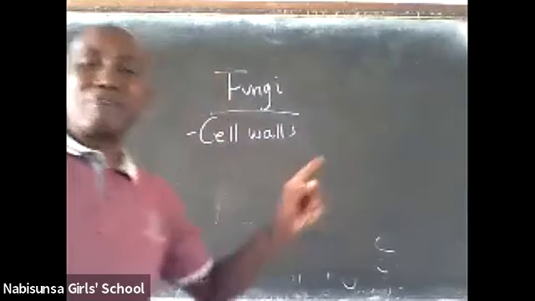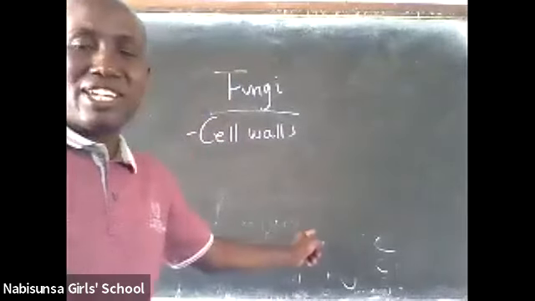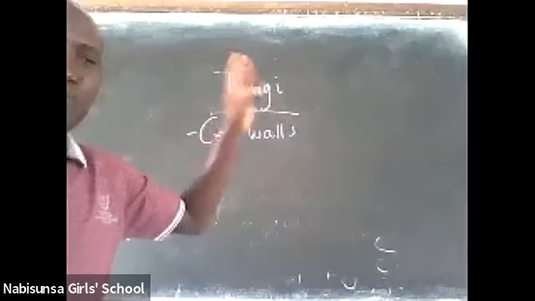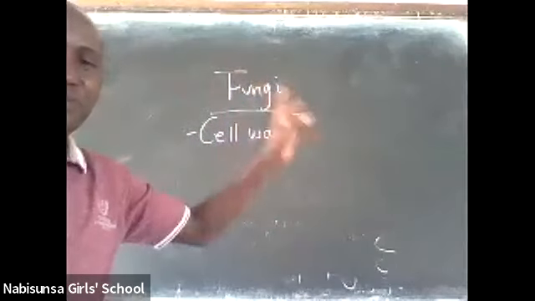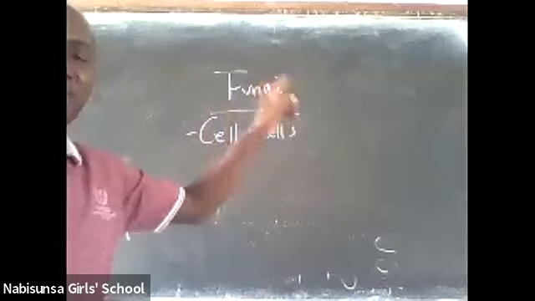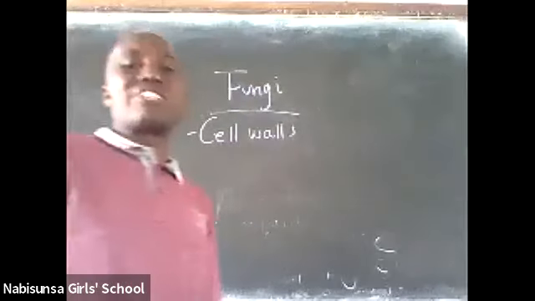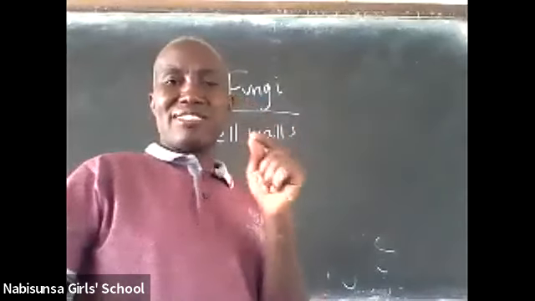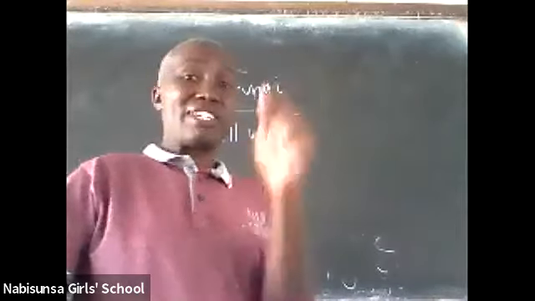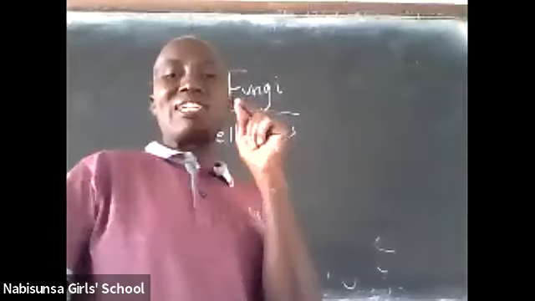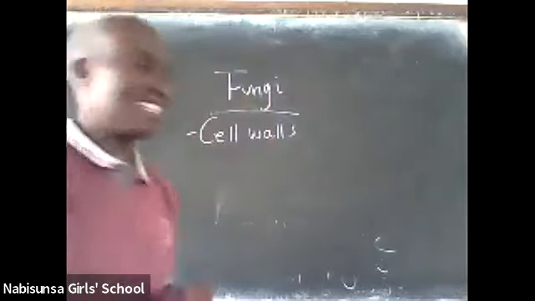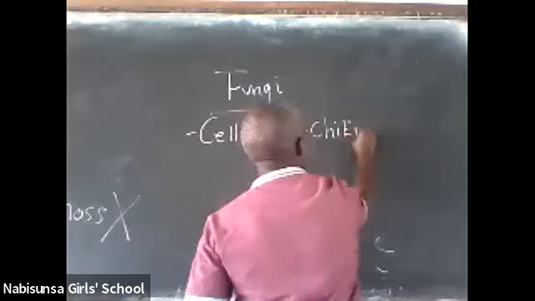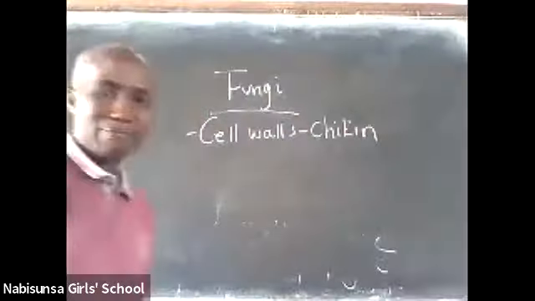Now here we are meeting the cell wall again. We are saying the fungi are made up of cells that have a cell wall. The cell wall in the fungi isn't made up of cellulose. It is made up of another substance. It's actually a carbohydrate as well, another substance that we call chitin. So this one here is made up of a carbohydrate called chitin.